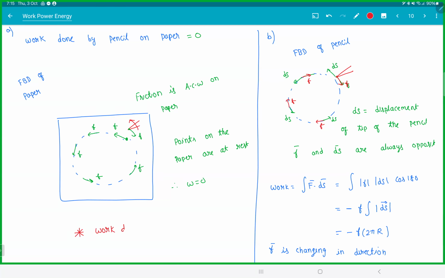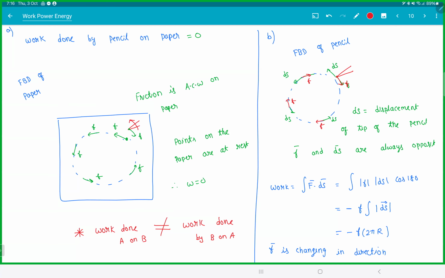Work done by A on B need not be equal to work done by B on A. There's no compulsion like that. Sometimes maybe luckily equal, sometimes not necessarily. Some theoretical points like these, they'll ask you in the exam. If the displacement is zero, work done is zero: false, not true. If the force is constant and displacement is zero, then work done is zero.